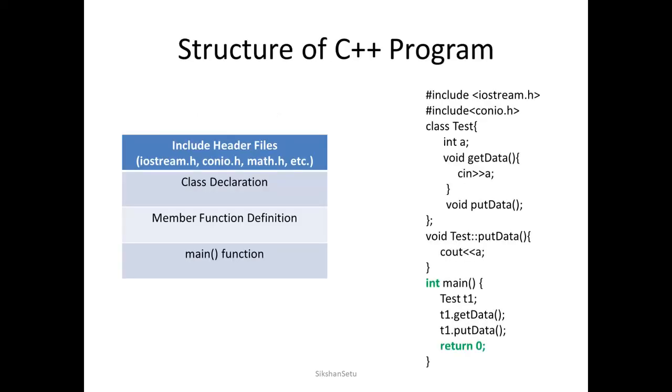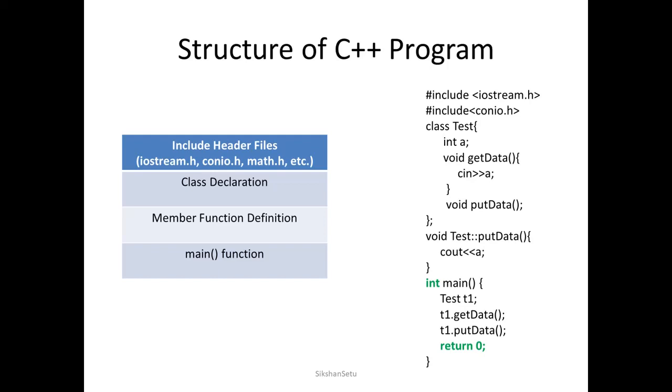So first of all we will be starting with the structure of a C++ program. Fundamentally, the structure of a C++ program is divided into 4 different parts. First of all, header files. We all know iostream.h, conio.h, math.h. These are different header files which can be added to our C++ program.